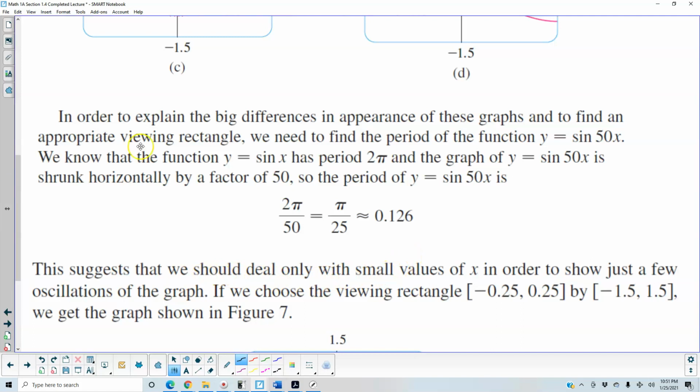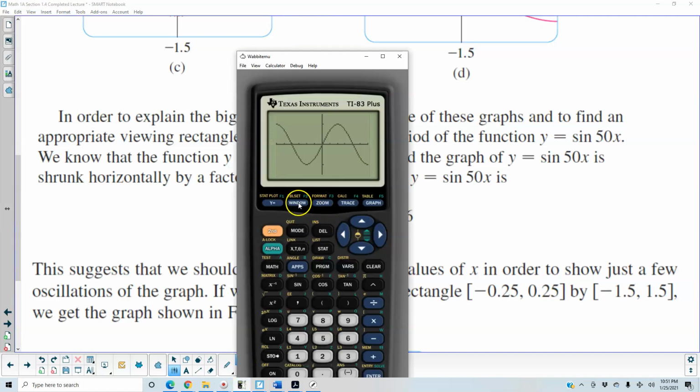0.126. Now, what this suggests is that we should deal only with small values of x in order to show just a few oscillations of the graph. And if we choose the viewing rectangle negative 0.25 and 0.25 by negative 1.5 and 1.5, then we're going to get this graph. So let's go ahead and change our window here to be negative 0.25 and then 0.25, and then let's graph. And so that's the graph we're looking for.